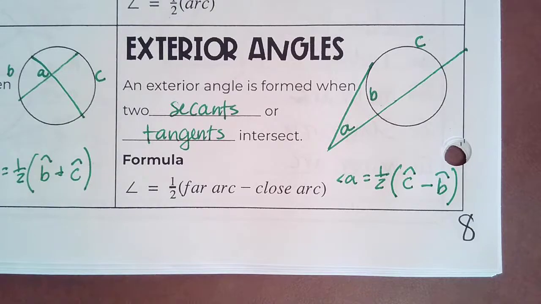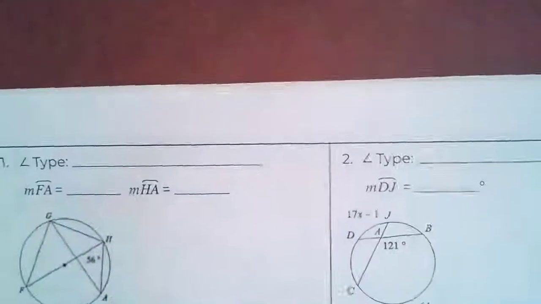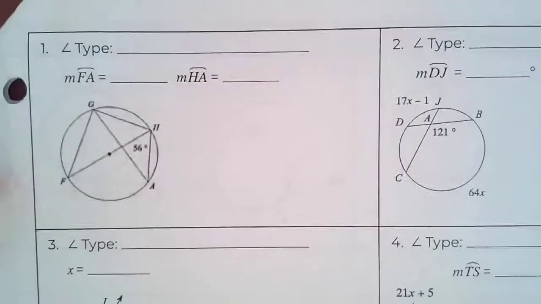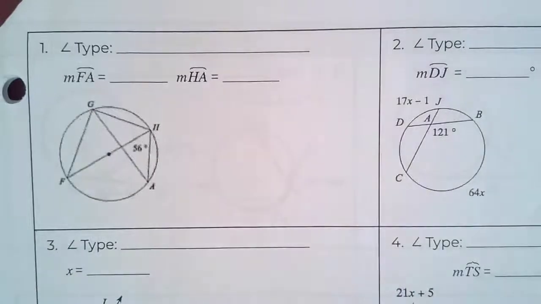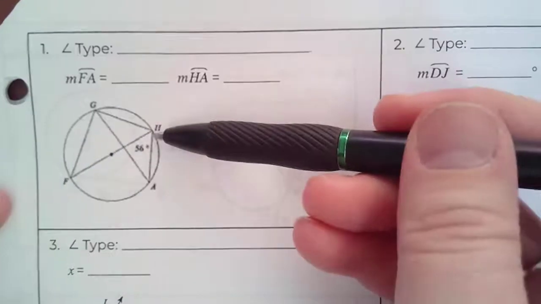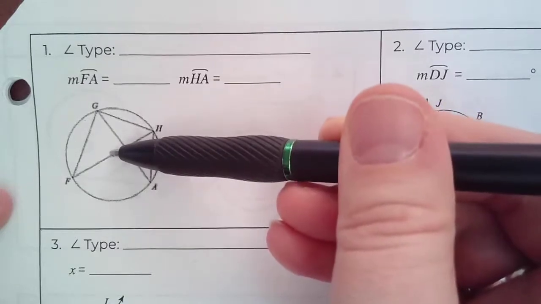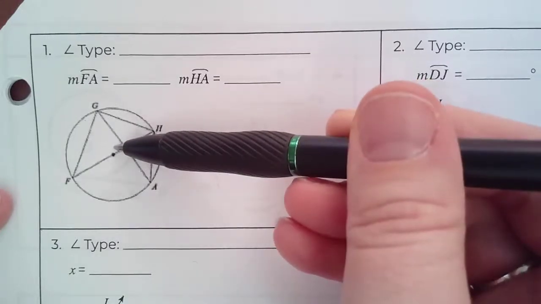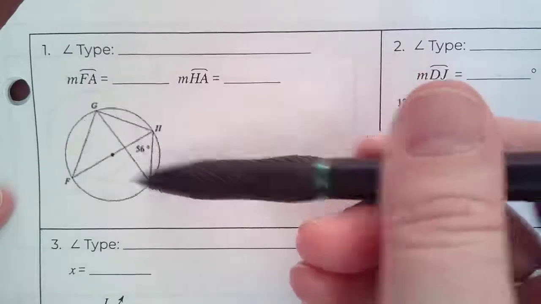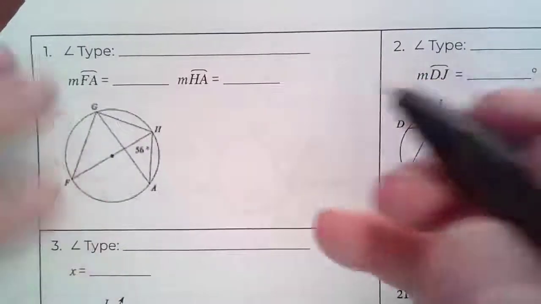When you're ready, flip the page over. Okay, so we have to decide what kind of angles these are. I do have something passing through the center point, but there is no angle created with my center. So these angles are on the circle, inscribed.